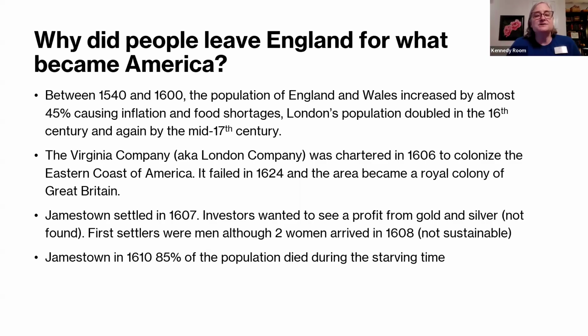The Virginia Company, also known as the London Company, was chartered in 1606 to colonize the eastern coast of America. That company failed in 1624, and the area became a royal colony of Great Britain. Jamestown was settled by members of the Virginia Company in 1607. The investors wanted to see a profit from gold and silver, which was not found. The first settlers were all men, although two women arrived in 1608. This was not sustainable for population growth.